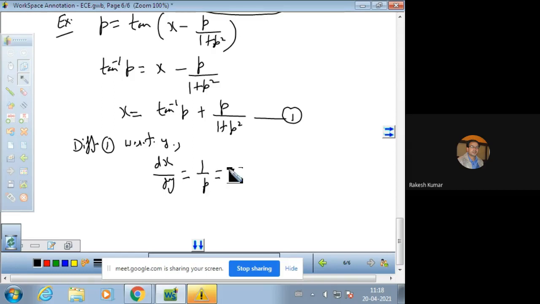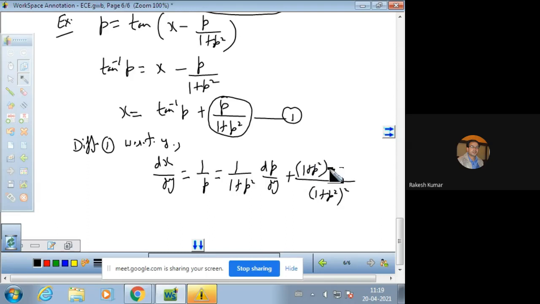This will be the value of 1 over p. And the derivative of tangent inverse p is 1 over 1 plus p square. This is the formula which we use from 10 plus 2 class. So that will be dp over dy plus, for the derivative of this term, you need to use the u over v formula. So 1 plus p square whole square, so 1 plus p square into the derivative of p with respect to y. And in the next term, we shall have minus 2p dp over dy, into the numerator of p.